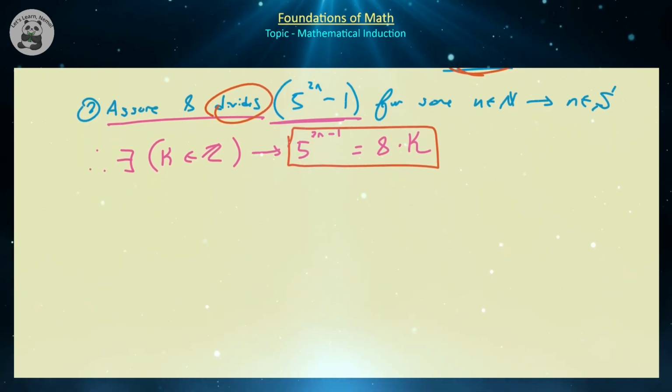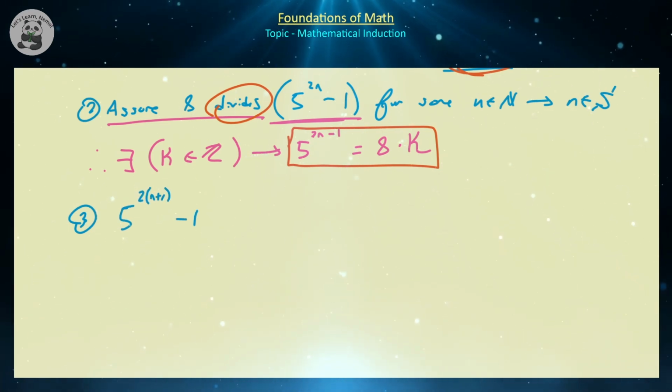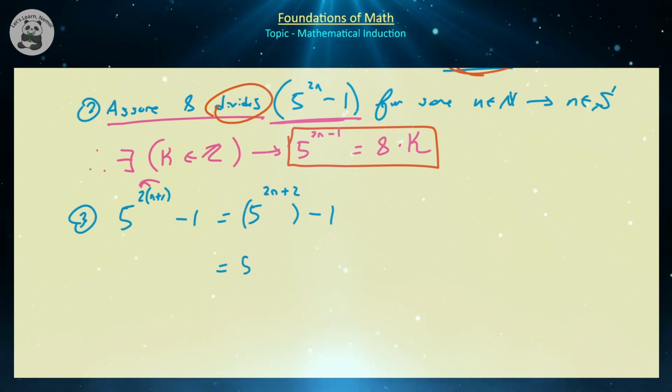So let's go into our fun step. This is usually the harder part, to see if this implies the general case. So is 5 to the 2(n plus 1) minus 1 also divisible by 8? If so, that means n plus 1 belongs to our set, and we're done. So let's start off by distributing this little exponent. This is going to be equal to 5 to the 2n plus 2 minus 1. And I'm going to write this by using our properties of exponents. So that's going to be equal to 5 to the 2n times 5 squared minus 1.